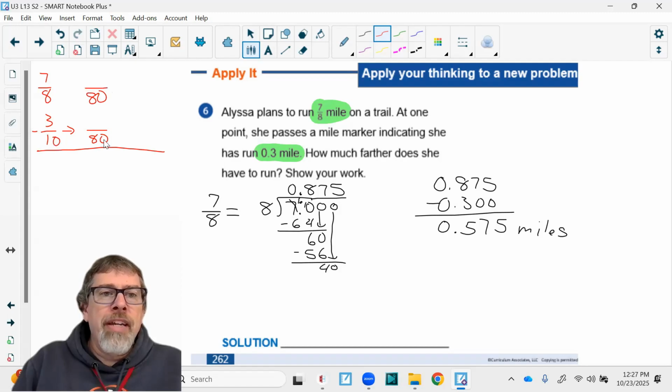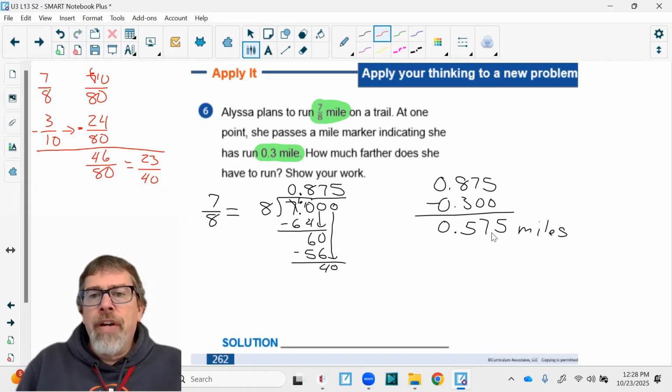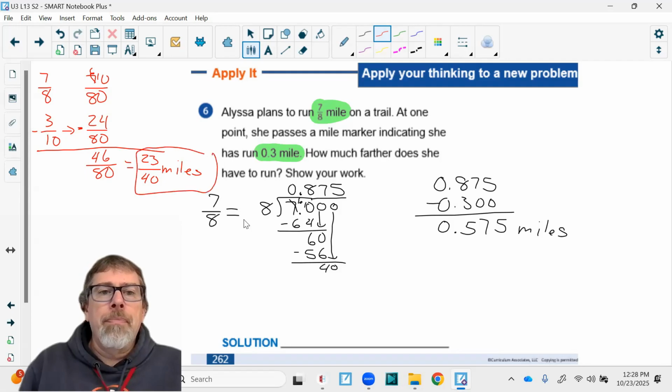And then what do I multiply 10 by to get 80? 8. 8 times 3 is 24. What did I multiply 8 by to get 80? 10. 7 times 10, 70. Still subtracting. 70 minus 24 is 46. 46 out of 80, which reduces to 23 out of 40. Okay, so 23 out of 40 or 0.575 miles. Either answer I would accept.